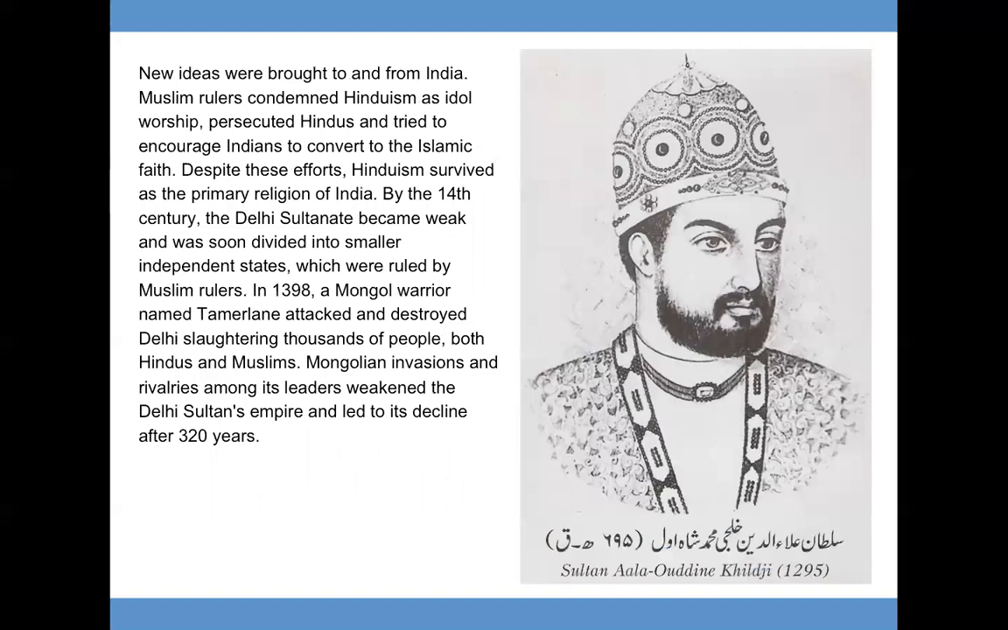Muslim rulers condemned Hinduism as idol worship, persecuted Hindus, and tried to encourage Indians to convert to the Islamic faith. Despite these efforts, Hinduism survived as the primary religion of India. By the 14th century, the Delhi Sultanate became weak and was soon divided into smaller independent states, which were ruled by Muslim rulers. In 1398, a Mongol warrior named Tamerlane attacked and destroyed Delhi, slaughtering thousands of people, both Hindus and Muslims. Mongolian invasions and rivalries among its leaders weakened the Delhi Sultan's empire and led to its decline after 320 years.